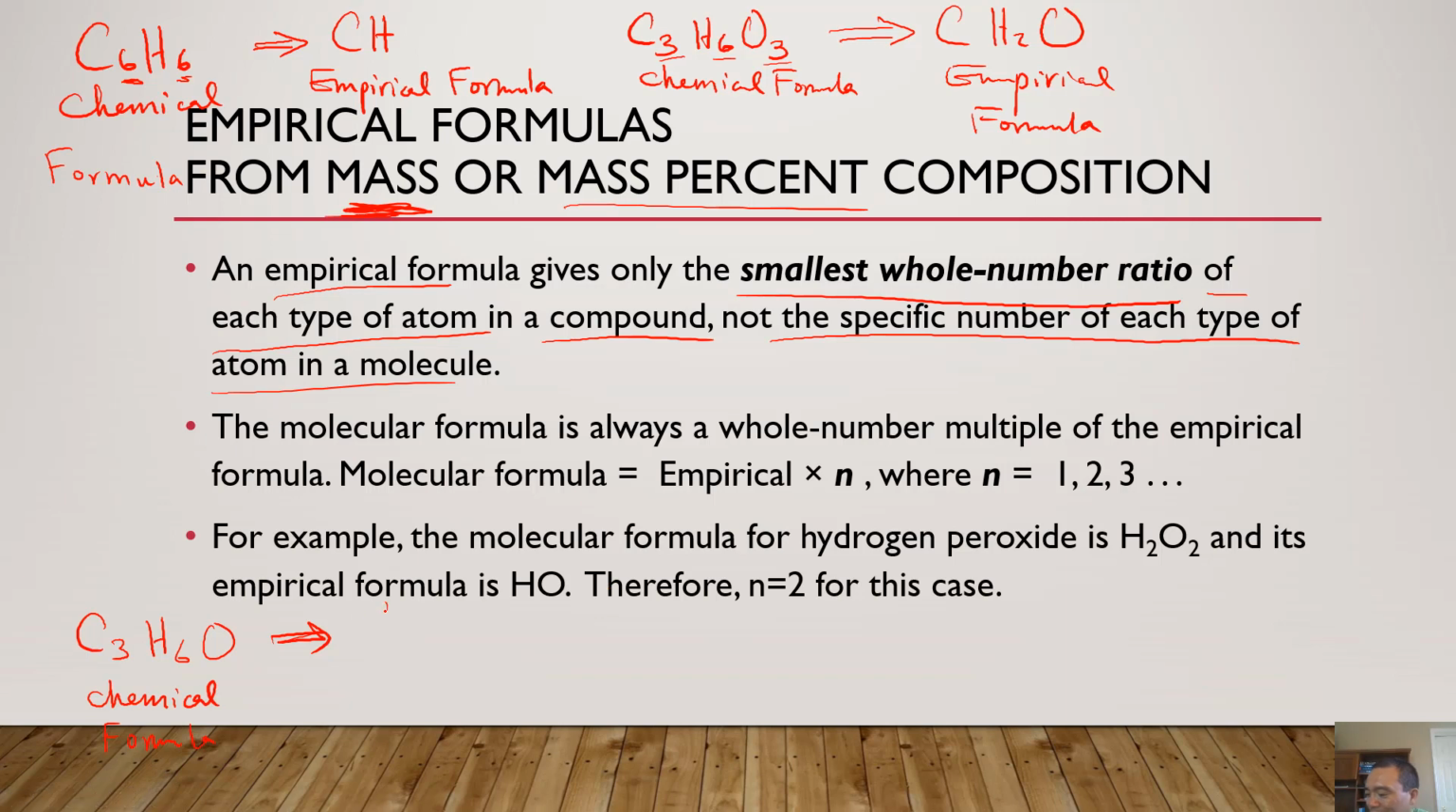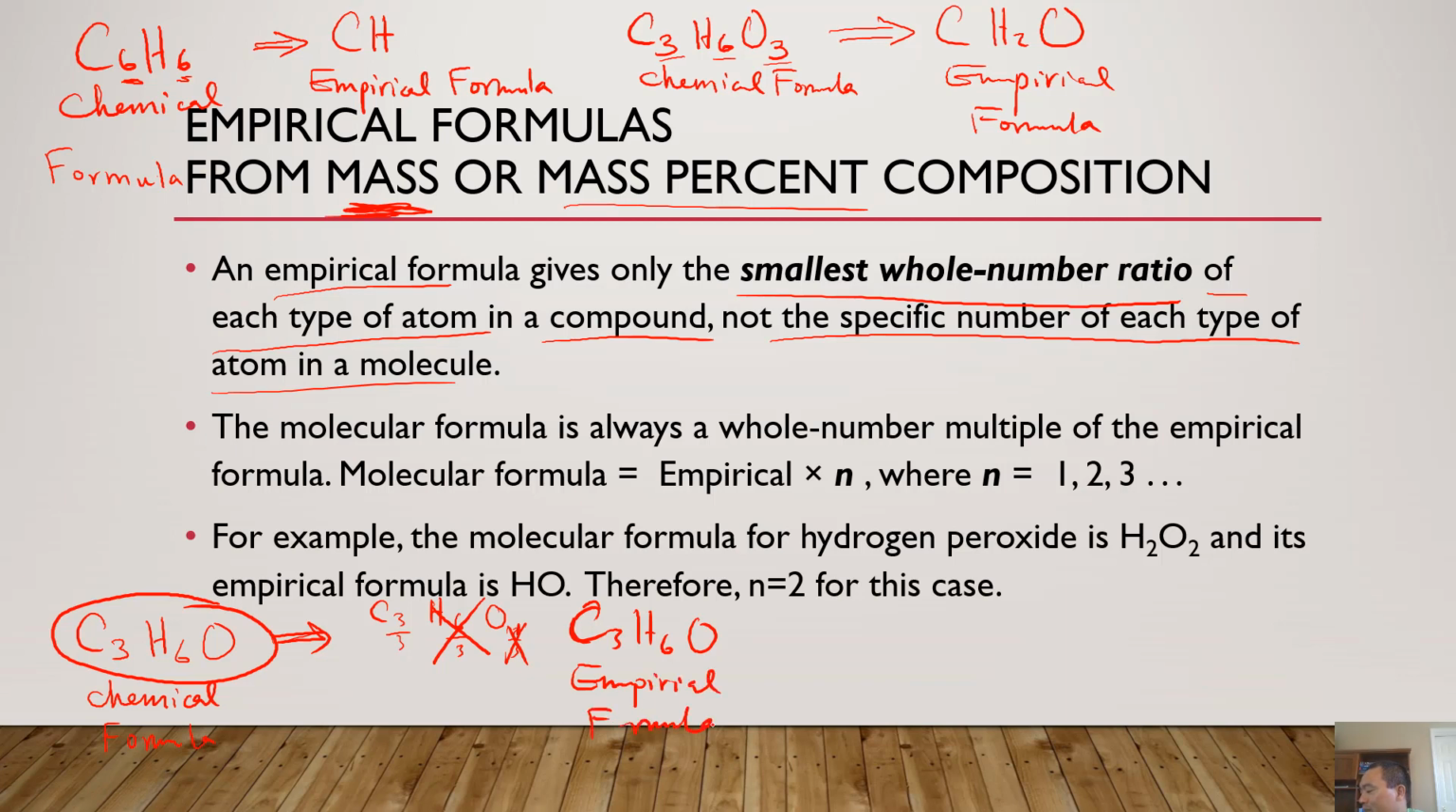Some people might be tempted to do something like, oh, carbon you divide by 3, and the hydrogen, 6 divided by 3, and oxygen you don't do anything. That's wrong. If you divide this 1 by 3, then you will not have a whole number. So that means this original formula is already the most simple. In other words, if you write C3H6O, that's already the empirical formula, which happens to be the same as the chemical formula.